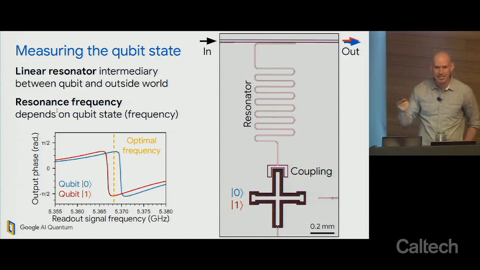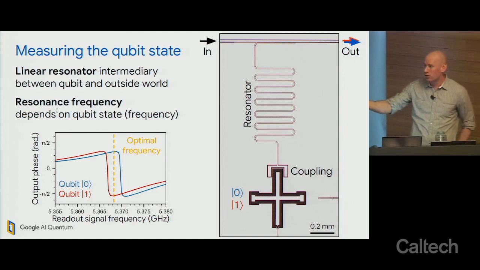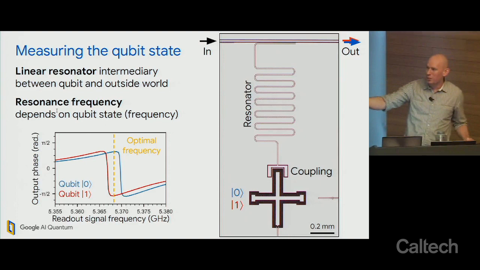And if you look at this nice yellow dotted line here, this is a place where there's a significant difference in the response, depending on if the qubit is in the zero state or the one state. So in order to do the measurement, we will choose this frequency. This is another calibration. We send in a signal at that frequency, and we observe, are we closer to here or closer to here? And that's how we decide if we're in the zero state or the one state.